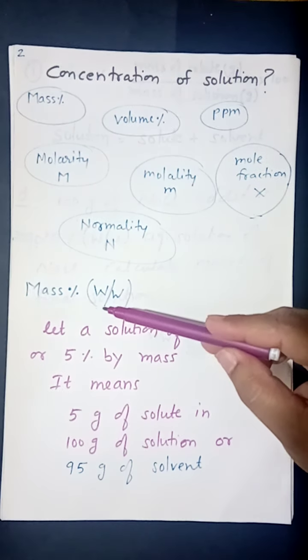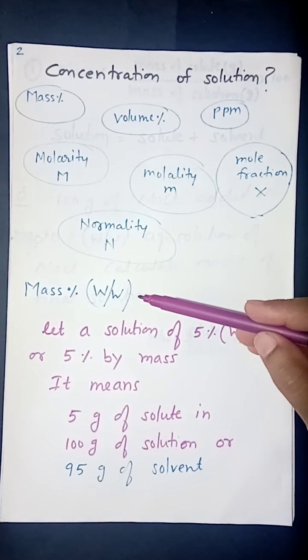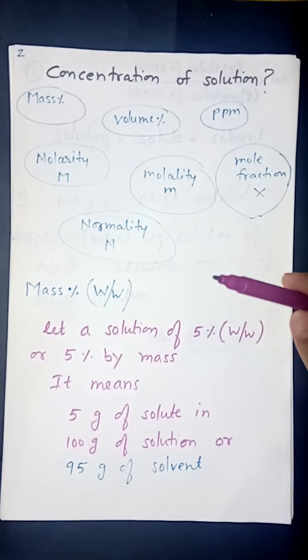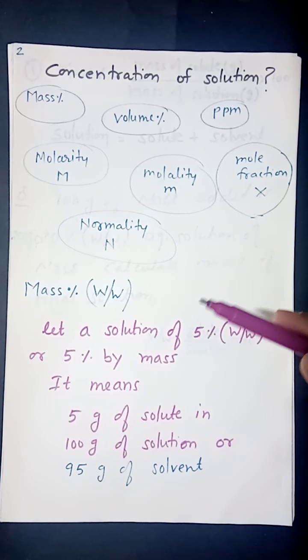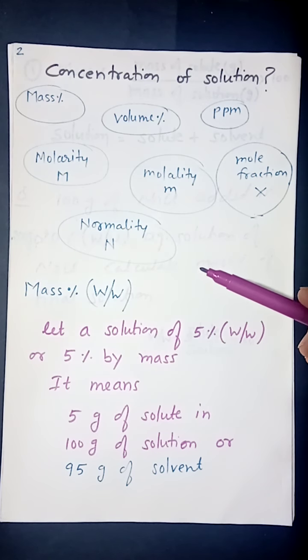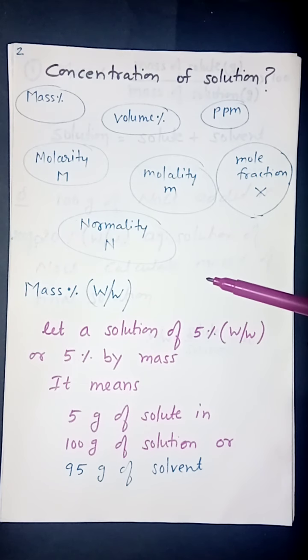So first we are starting with mass percent. Its symbol is weight by weight. Mass percent means the amount of solute by mass per 100 gram of solution. I repeat, it is the quantity of solute in gram present per 100 gram of solution.